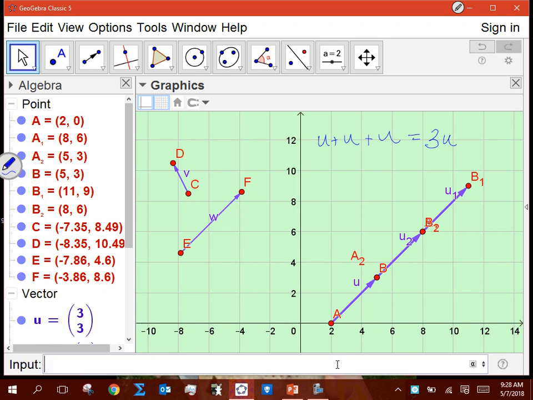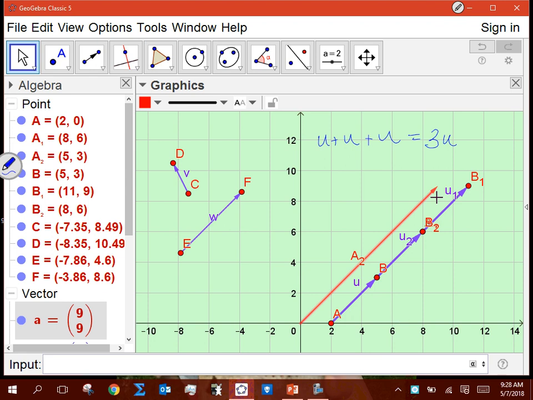Now, GeoGebra allows me to do something a little bit useful. I can type in what 3 times u looks like, and it will actually set it in there. Does that look exactly like what we've got here in purple? Just shift it over, right? It has the same direction, and it's the same magnitude. We're good to go.